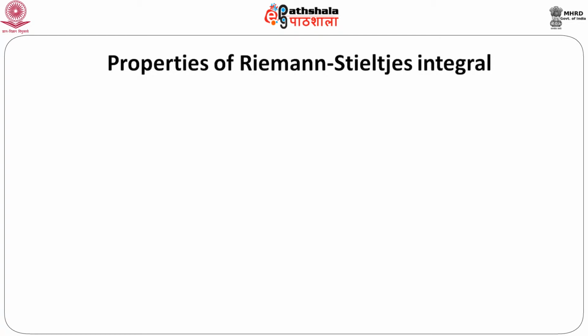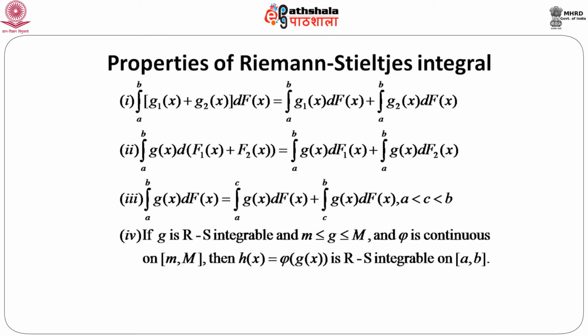So, next question is, as we know there are some properties of the standard Riemann integral. So, we should discuss some properties similar to that of the Riemann Stieltjes integral, and these are very standard properties. The integral from a to b of g1(x) plus g2(x) d f(x) can be split into the sum of integrals: integral a to b g1(x) df(x) plus integral a to b g2(x) df(x).